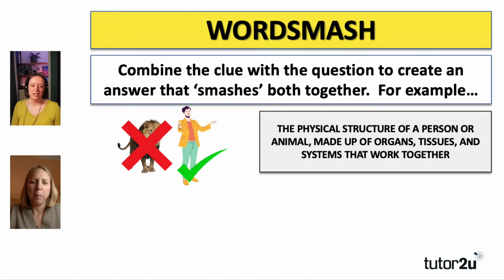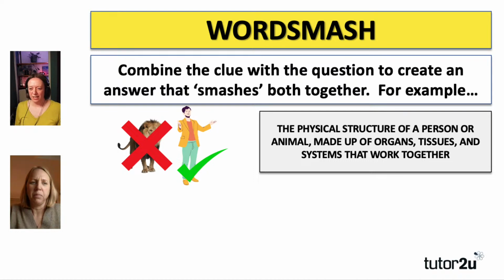So the first thing we're going to do is a word smash. With a word smash, you need to look at the picture on the screen and the word clue, and you need to smash them together. So we've got a picture showing a lion with a cross through, and then a person with a tick. And then the clue says the physical structure of a person or animal made up of organs, tissues, and systems that work together. So we need to work out what the picture is showing and what that clue is, and then smash them together to come up with a new keyword.